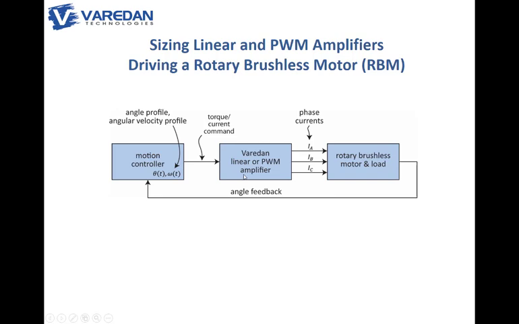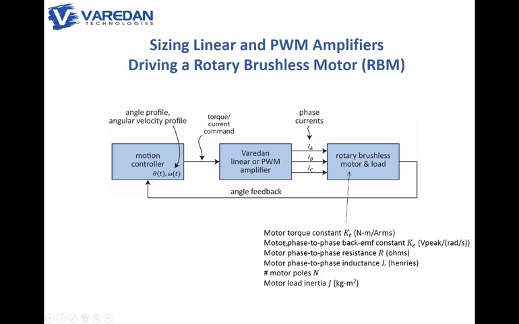There is a Viridin linear or PWM amplifier that commands 3 phase currents, which in turn drive the rotary brushless motor and load. Our goal is to determine the amplifier requirements given the velocity profile and the motor and load parameters. The needed motor and load parameters are the motor torque constant, often expressed in Newton meters per amp RMS, the motor phase-to-phase back EMF constant, which we express in volts peak phase-to-phase per radian per second, the phase-to-phase resistance R, inductance L, and the number of motor poles N.